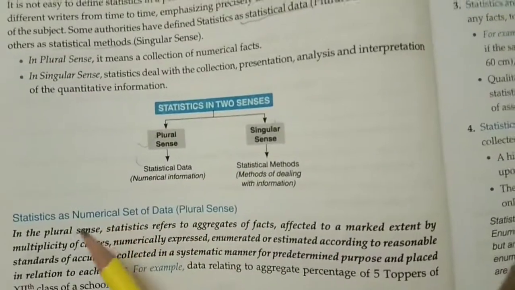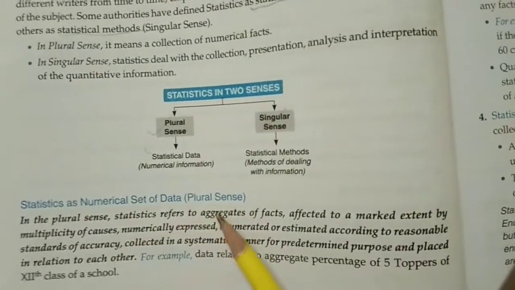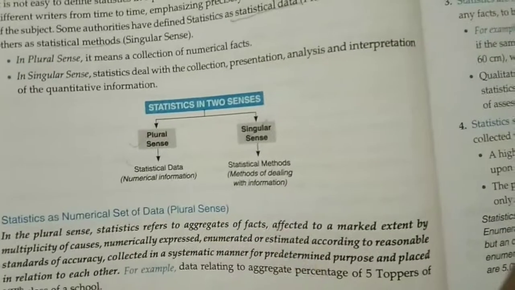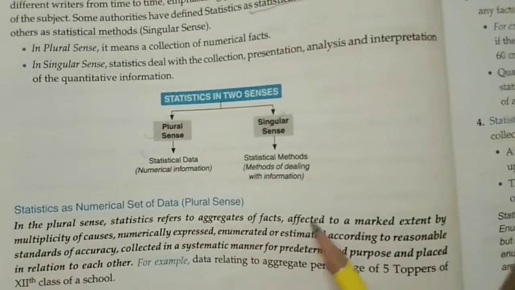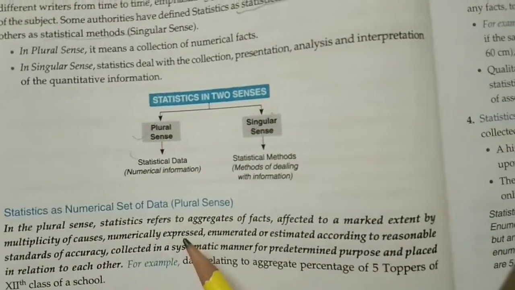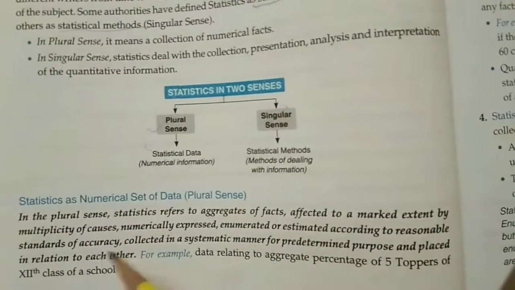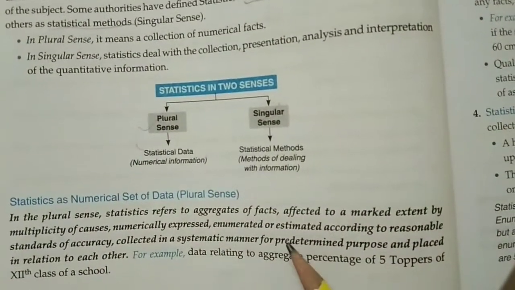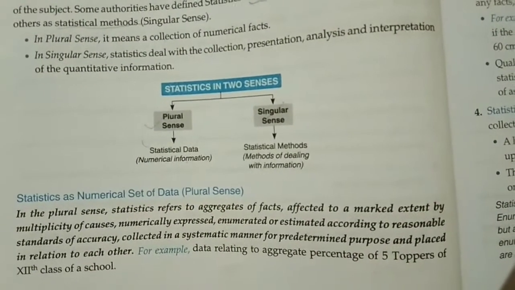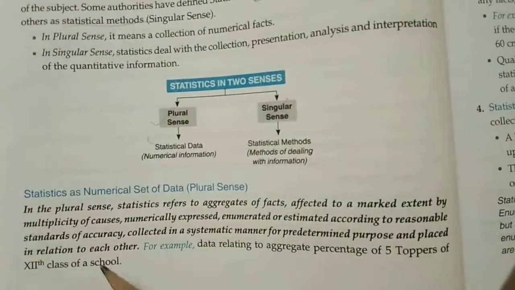Now let us see statistics as numerical set of data, or plural sense. In the plural sense, statistics refer to aggregates of facts. That means there are aggregates of facts. A single figure cannot be counted in statistics. It is affected to a marked extent by multiplicity of causes, numerically expressed, enumerated or estimated according to reasonable standard of accuracy, collected in a systematic manner for a predetermined purpose and placed in relation to each other. For example, data relating to aggregate percentage of 5 toppers of 12th class of a school.